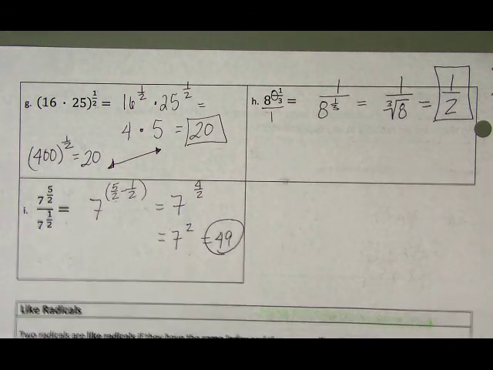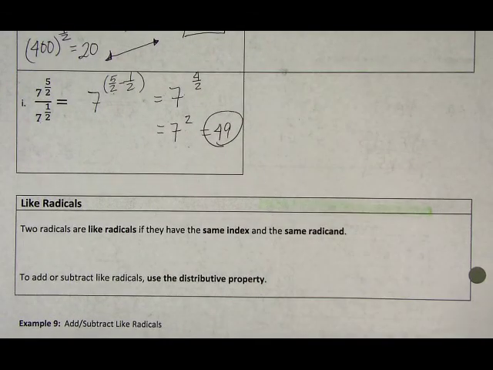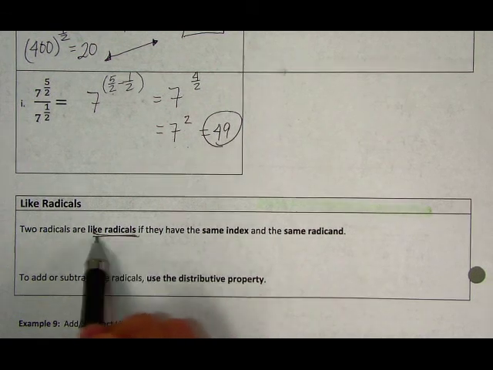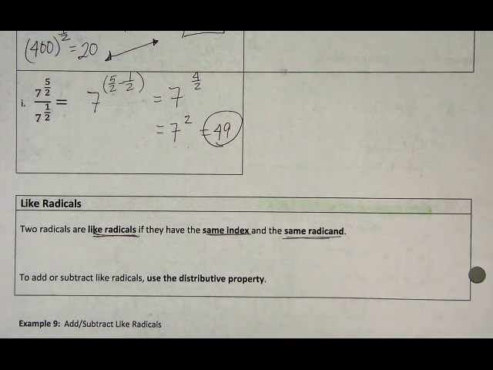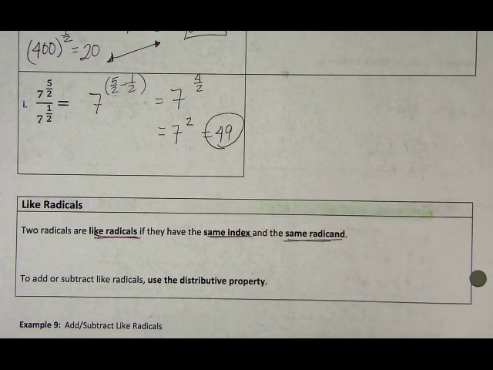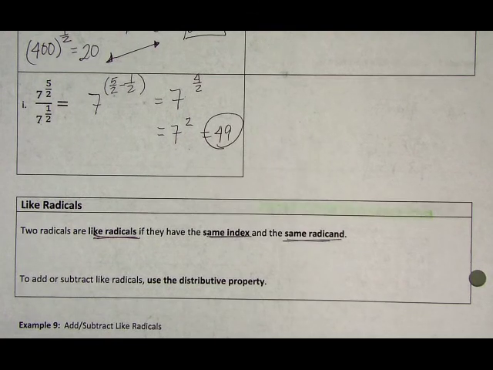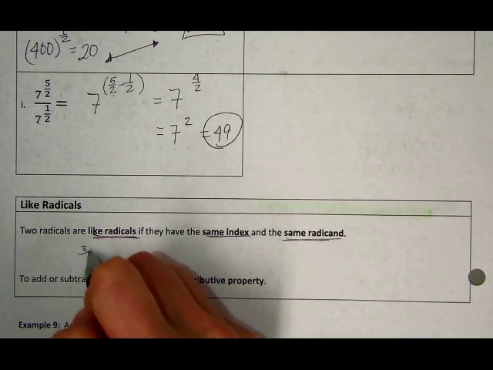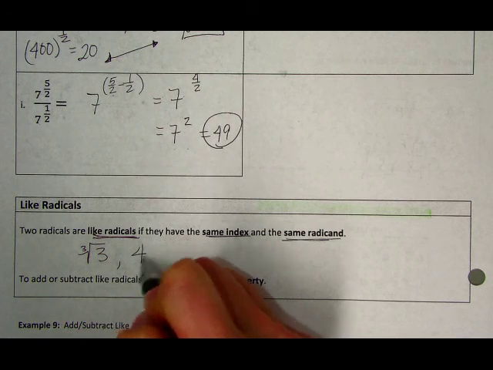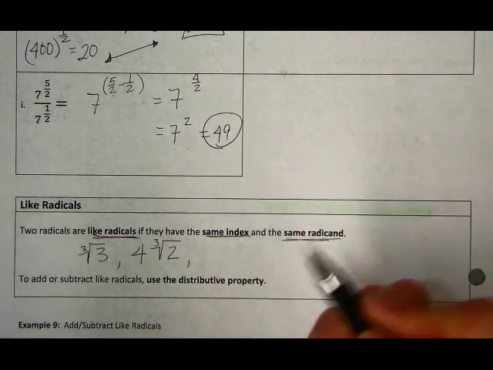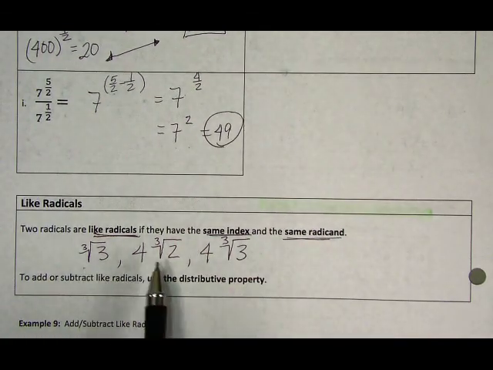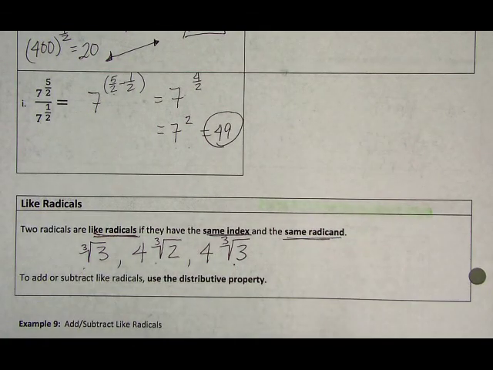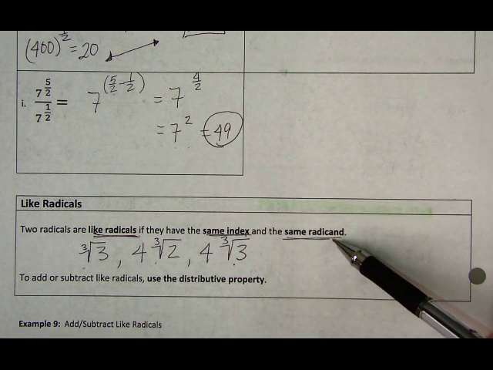Moving on to like radicals. Two radicals are like radicals if they have the same index and the same radicand. So I'm going to give you 3 examples here, and we're going to pick the 2 that are considered like radicals. Let's look at the cube root of 3, 4 cube root of 2, and 4 cube root of 3. Out of these 3 radicals, 2 of them are like. And the 2 that are like are the ones that have the same index and the same radicand.